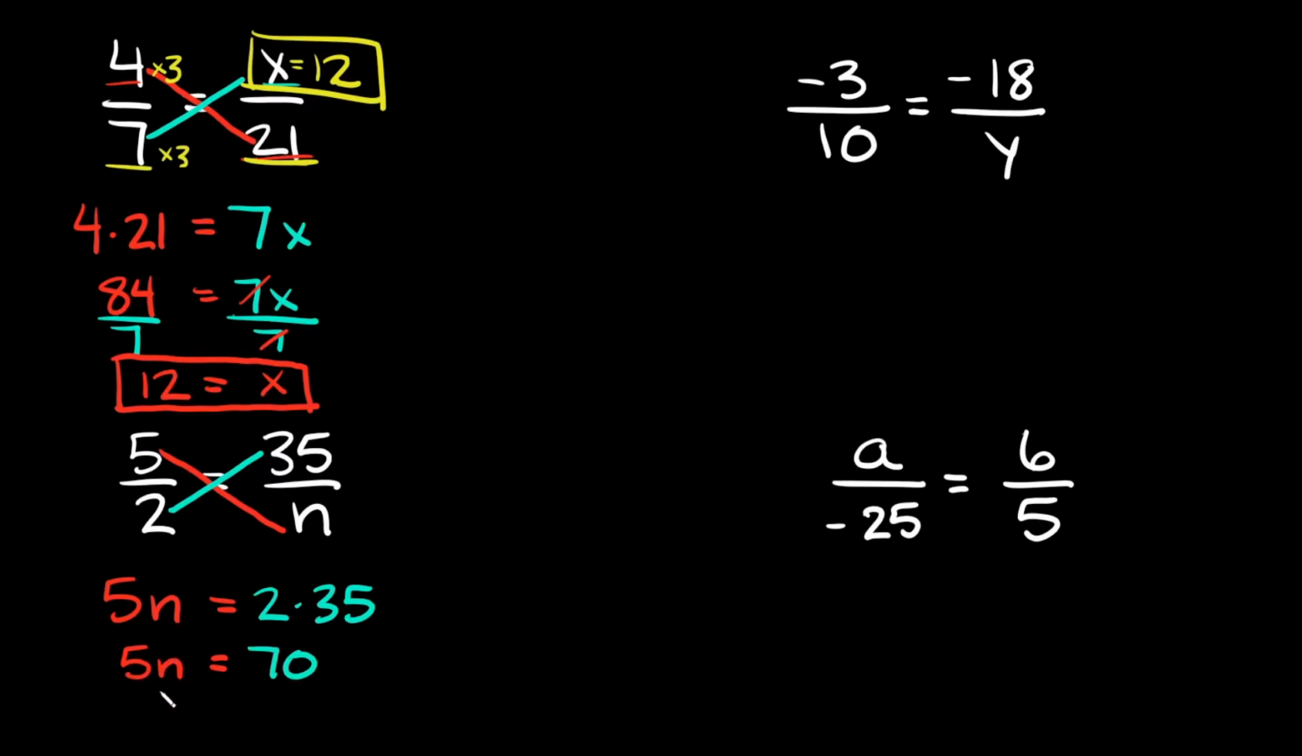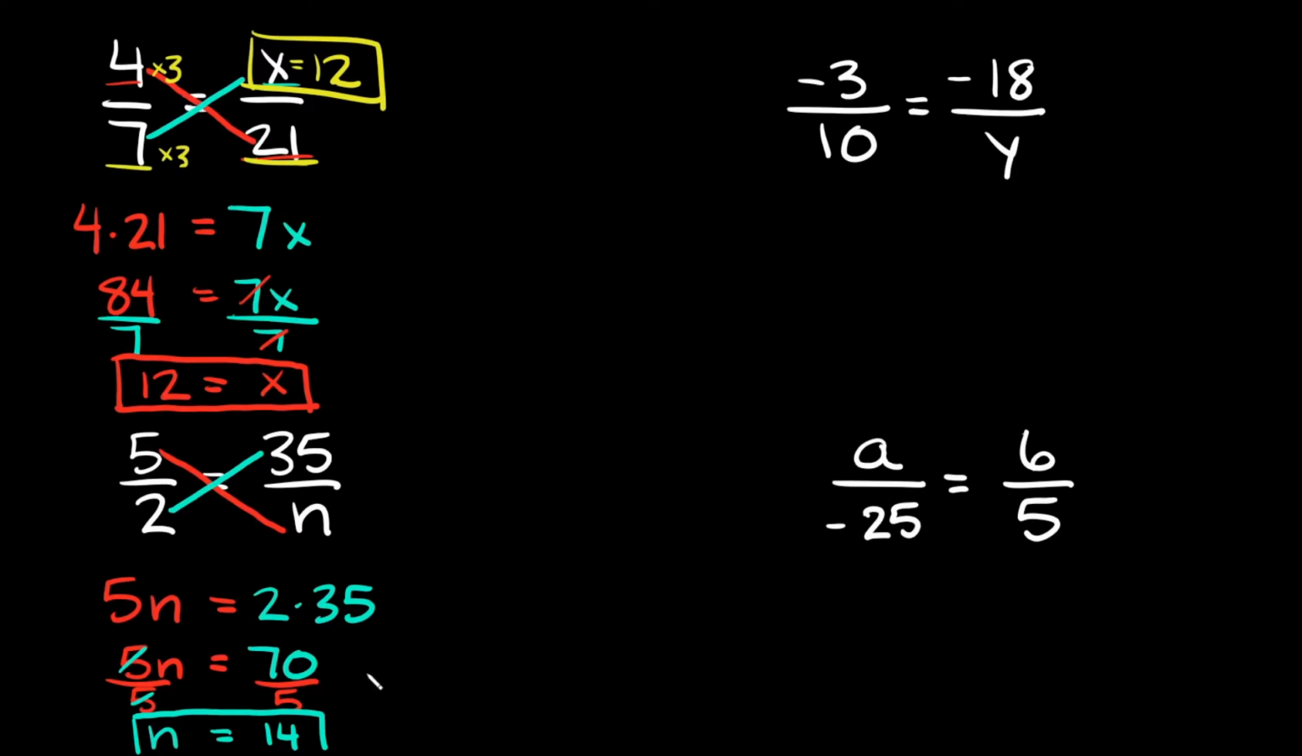Now, in order to isolate the n over here, we have to divide by 5, right? And divide by 5 on both sides. So these 5s cancel out, so on this side we're just left with n, and that's equal to 70 divided by 5, which is equal to 14. Okay, so your answer right here would be n is equal to 14.